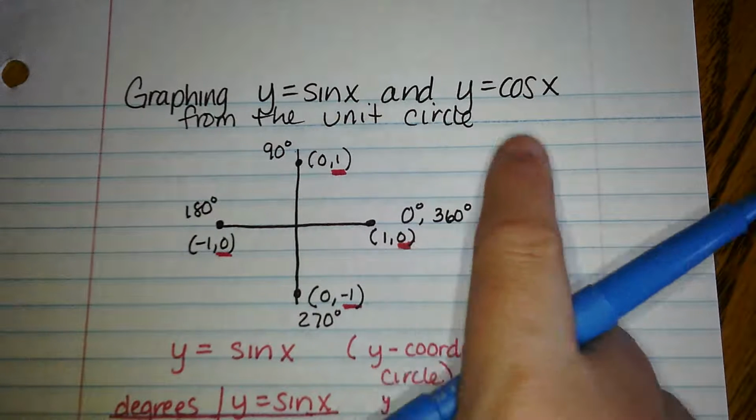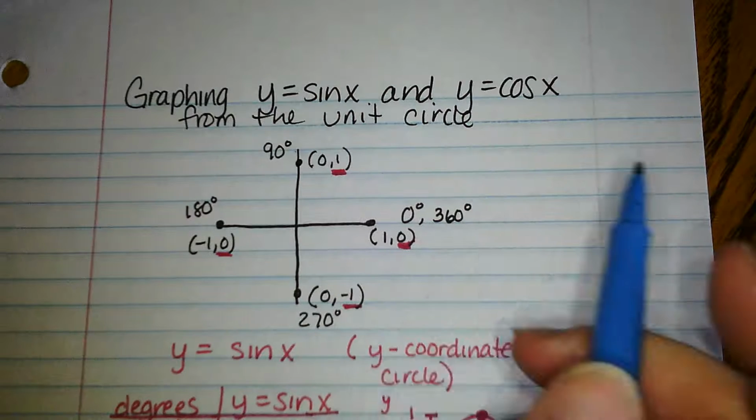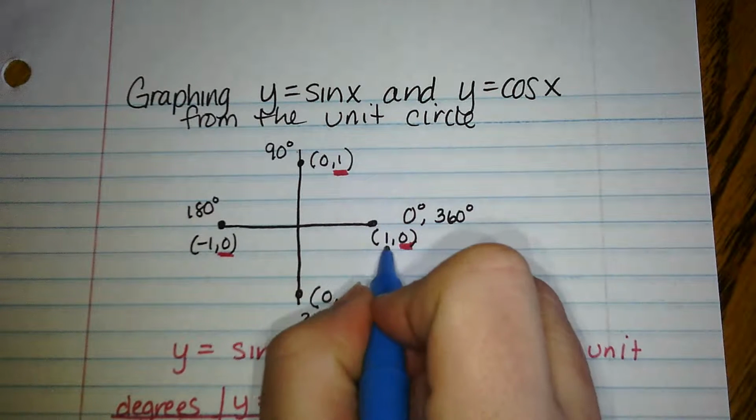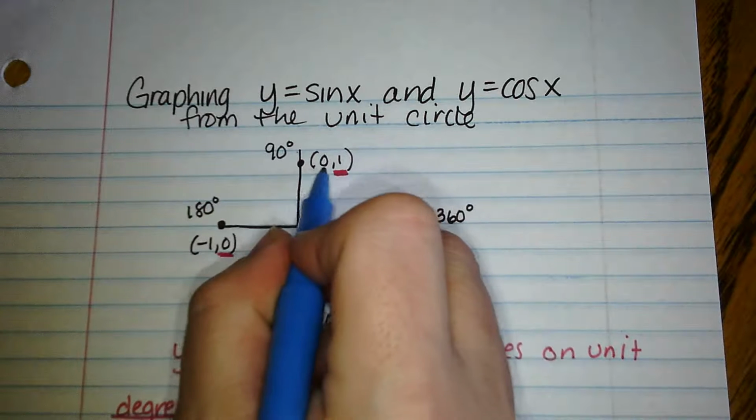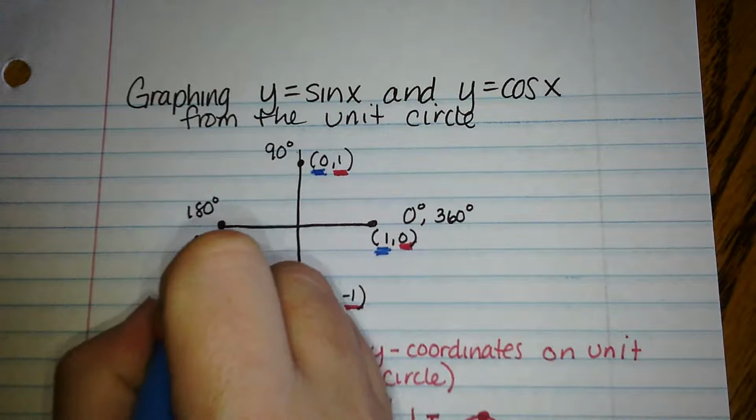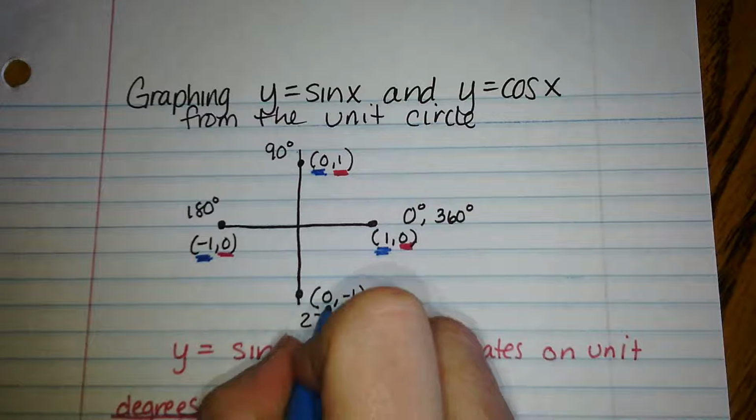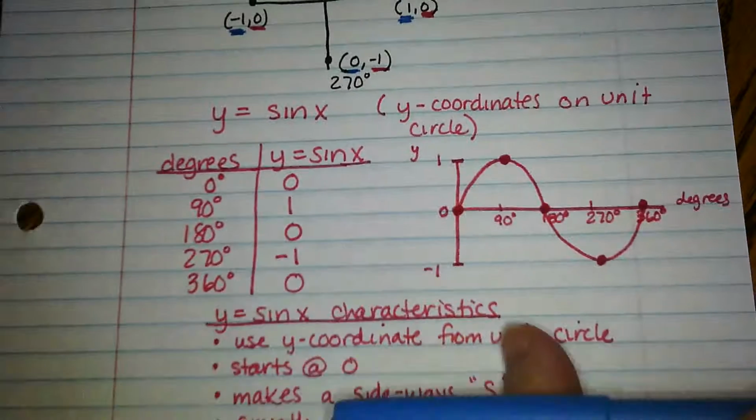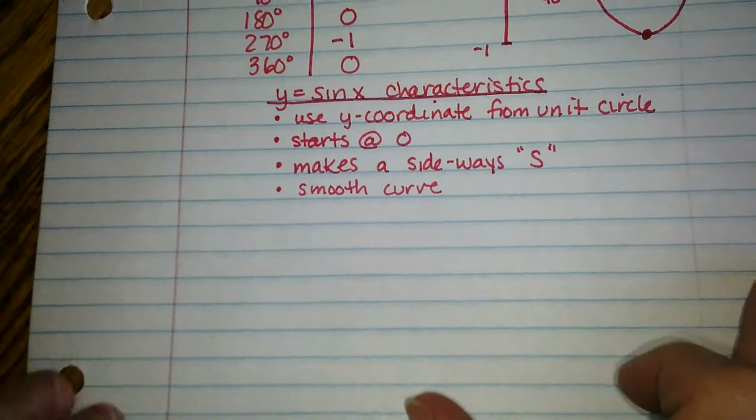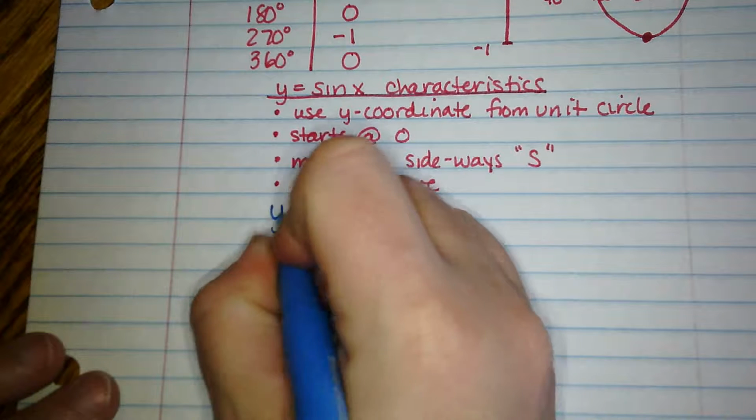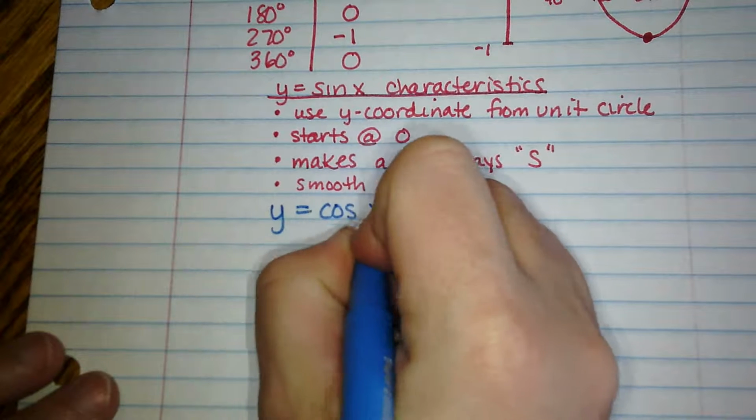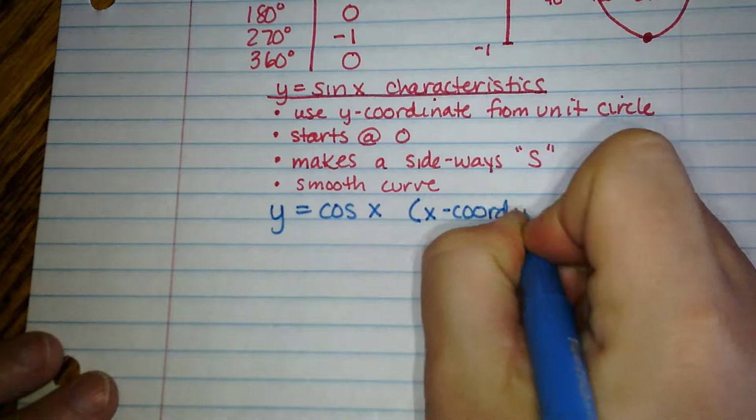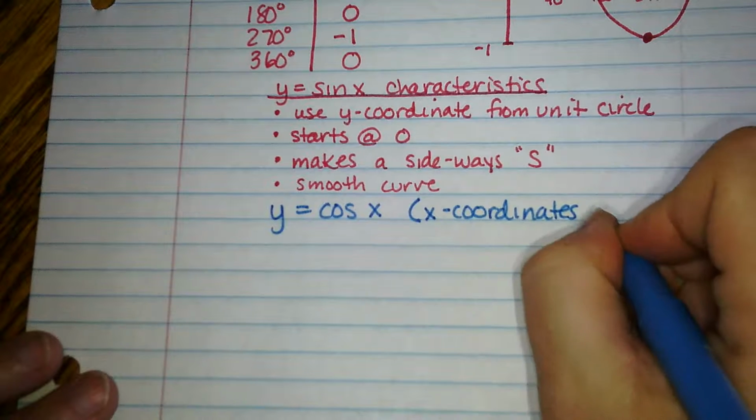What we're going to do now is graph our cosine function, and cosine are all the x values. So that means that the cosine of 0 is 1, the cosine of 90 is 0, the cosine of 180 is -1, the cosine of 270 is 0, and the cosine of 360 is 1. So we're going to head on down here and create a y equals cosine x graph using the x coordinates on the unit circle.